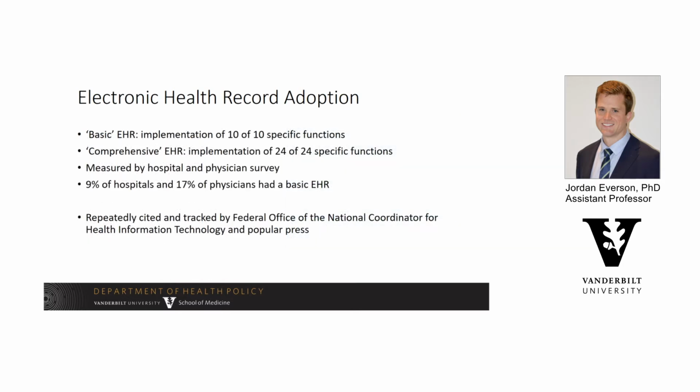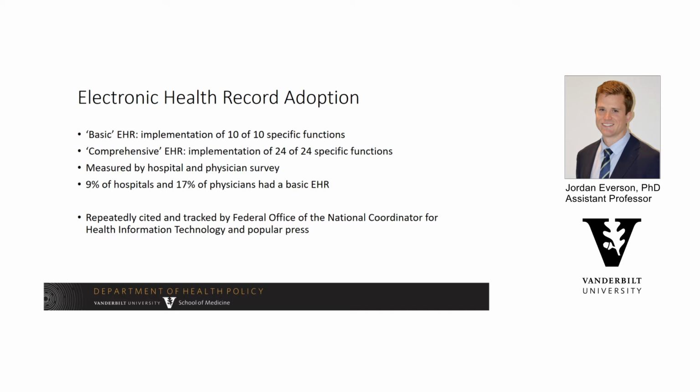So in order to qualify for a basic electronic health record, hospitals had to state that they had implemented all 10 of the 10 specific functions listed on the prior page. In order to have a comprehensive EHR, they had to have all 24 of the 24 specific functions. And this was measured by surveys of hospitals and physicians, although physicians were only required to have 8 specific functions to have a basic EHR.